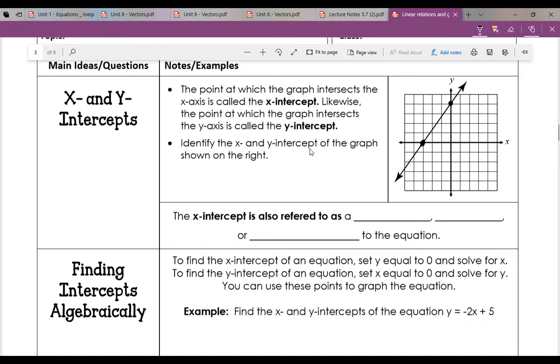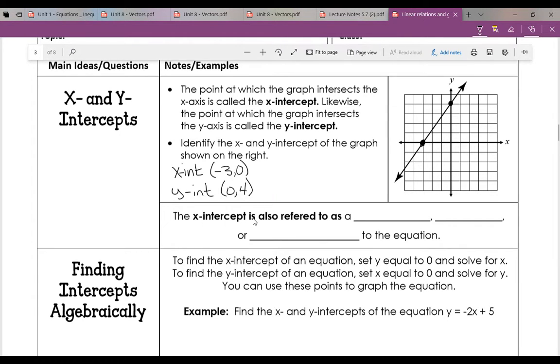So to identify the x and y intercepts of the graph at the right, the x-intercept would be the point (-3, 0). The y-intercept would be the point (0, 4). If I start at the origin and count over -3, I do not go up or down, so therefore that's my x-intercept. If I start at the origin and count up, that's my y-intercept.